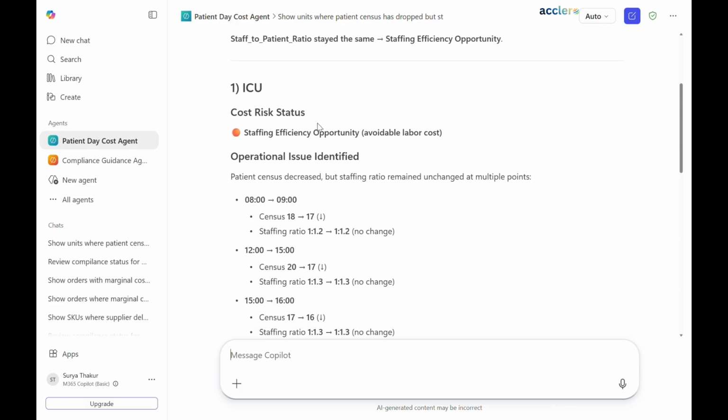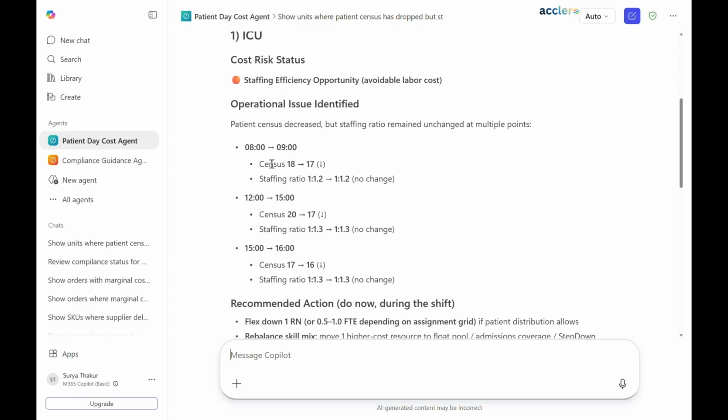So, ICU cost risk status. At 8 to 9, census is 18 to 17. It has dropped down. And 12 to 15 means 12 to 3 o'clock, 20 to 17, it has still dropped down.